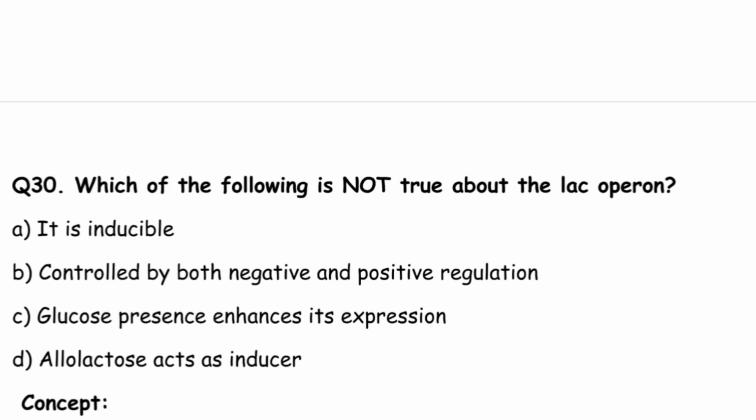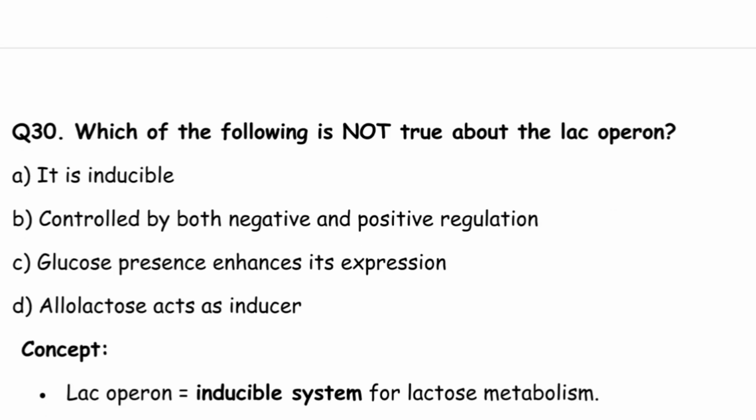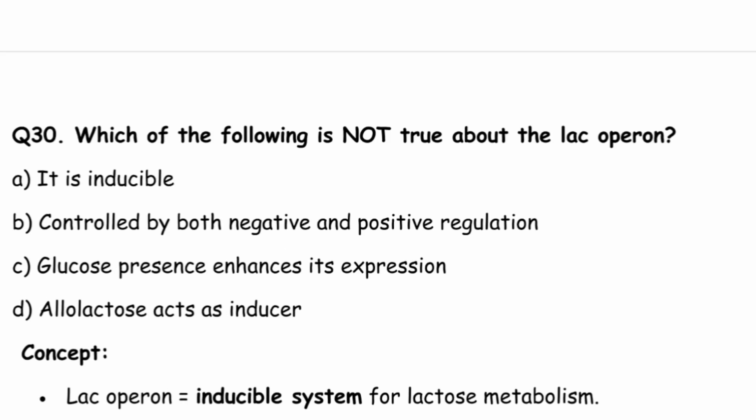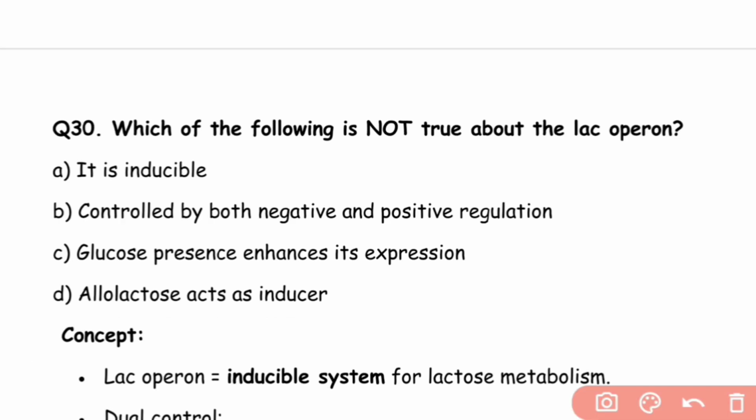Next question: which of the following is not true about the lac operon? Now let us see these options one by one. It is inducible, that is correct. Here you have asked which of the following is false, that is, not true. Allolactose acts as inducer, this one is also correct. It is controlled by both negative and positive regulation, this is also correct.